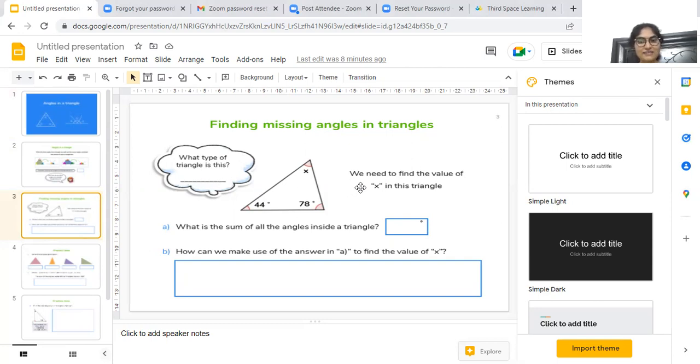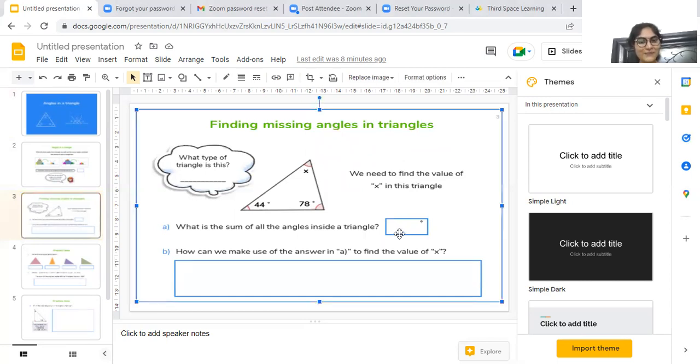Here we are given that we need to find the value of x in the triangle. We'll be finding the value of x, and here we are given two more questions. Let's see, what is the first question asking? What is the sum of all the angles inside a triangle? It adds up to, yes, 180 degrees. So you can write your answer here.